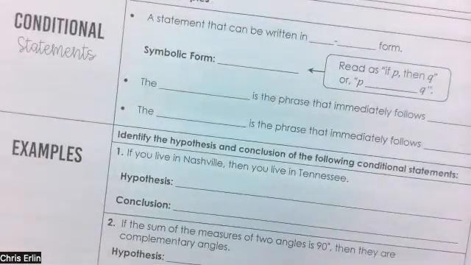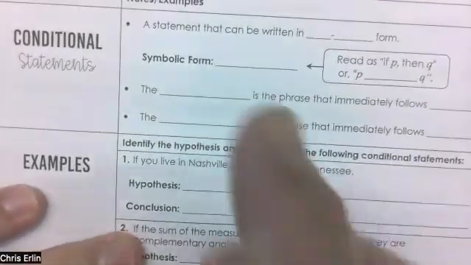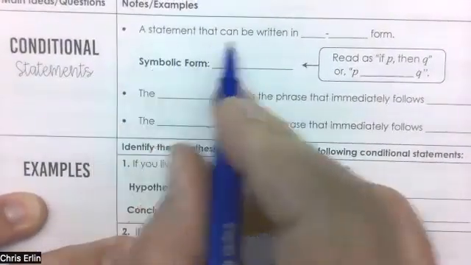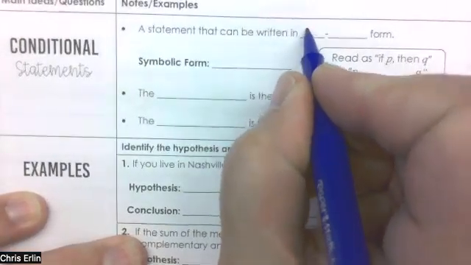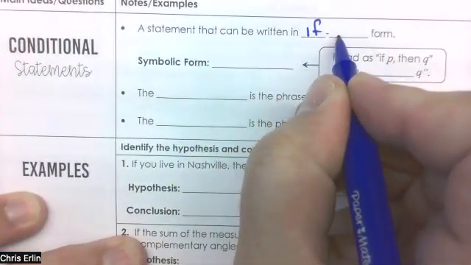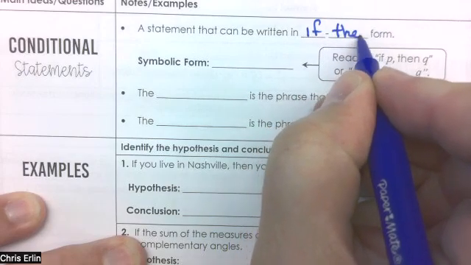All right, let's dig into conditional statements in geometry. As you learned last night in your homework, a statement that can be written in the form "if, then" is called a conditional.